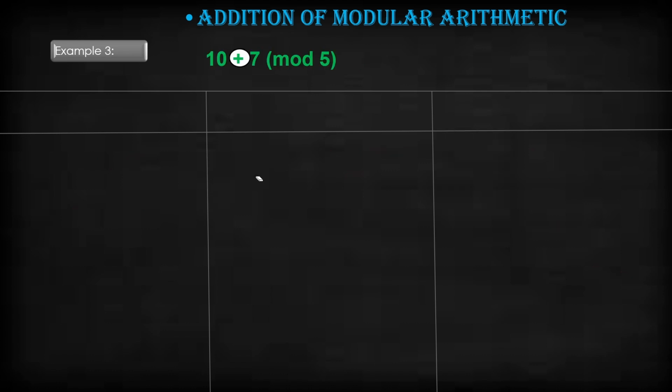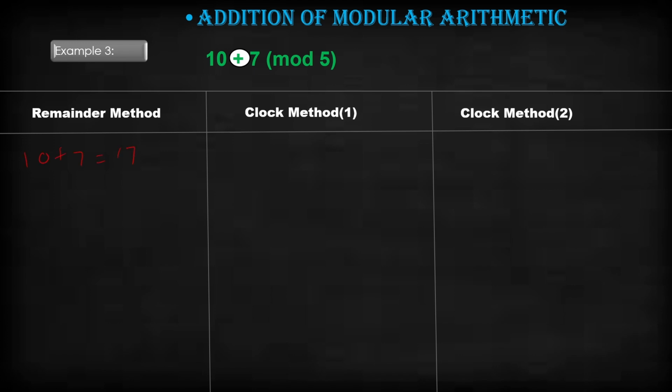10 modular addition 7 mod 5. We're going to have 10 plus 7, which is equal to 17, divided by our mode, which is equal to 3 remainder 2. So our answer is 2.